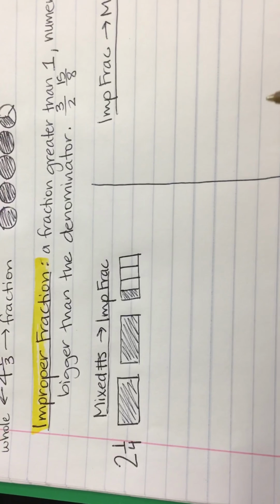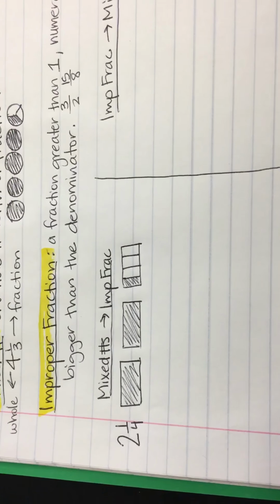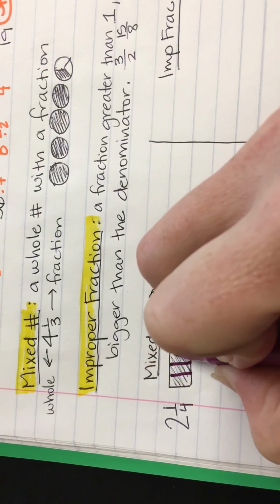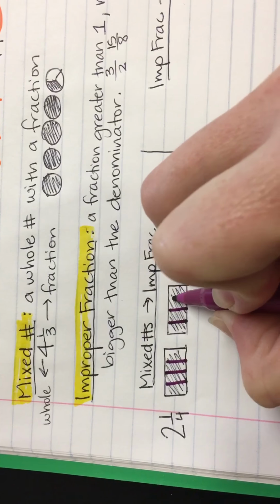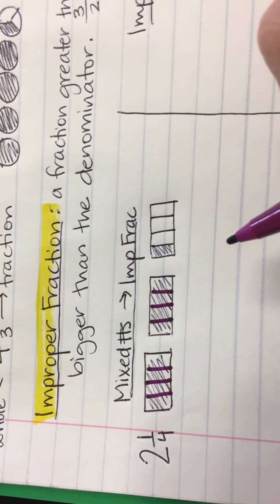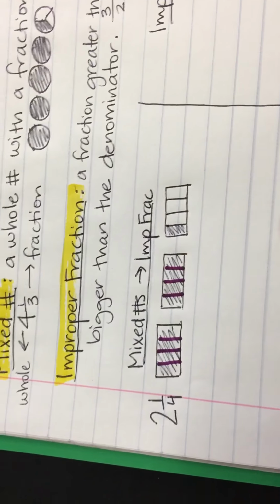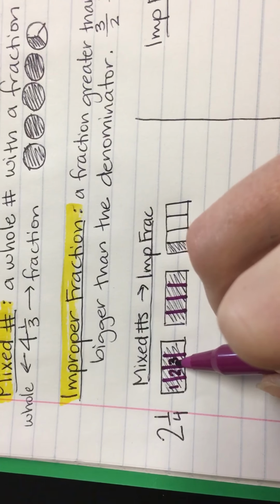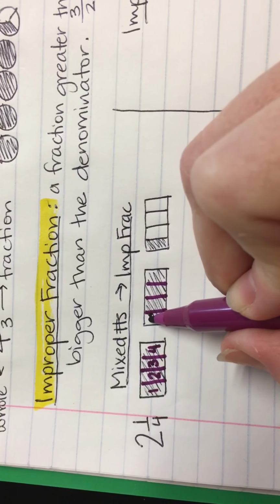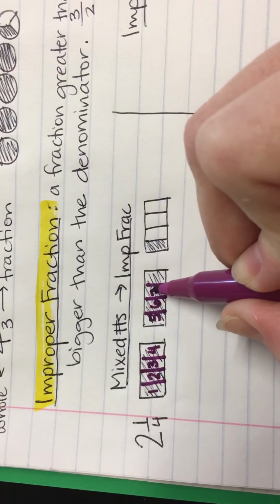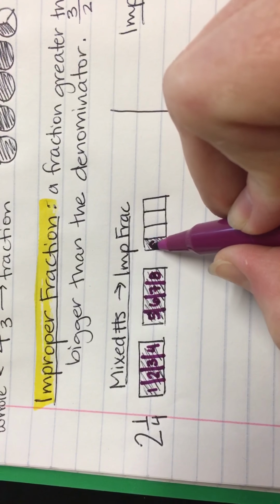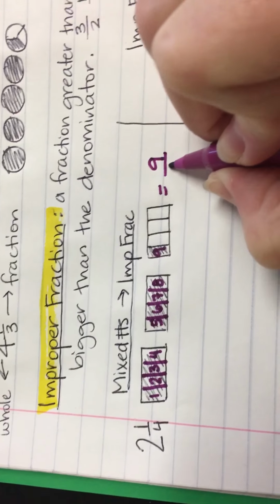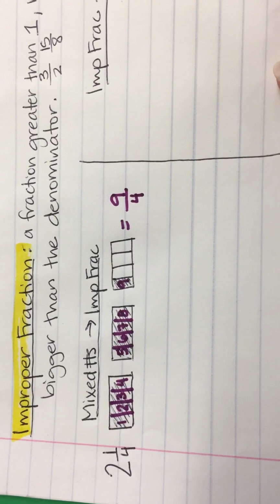So if I want to know what this is as an improper fraction, then the first thing that I'm going to do is I'm going to make them all look the same. So I'm going to split this one so that it is split into fourths as well. Then I'm going to count how many fourths I have. So I have 1, 2, 3, 4, 5, 6, 7, 8, 9. So 2 1/4 is the same thing as 9 fourths.